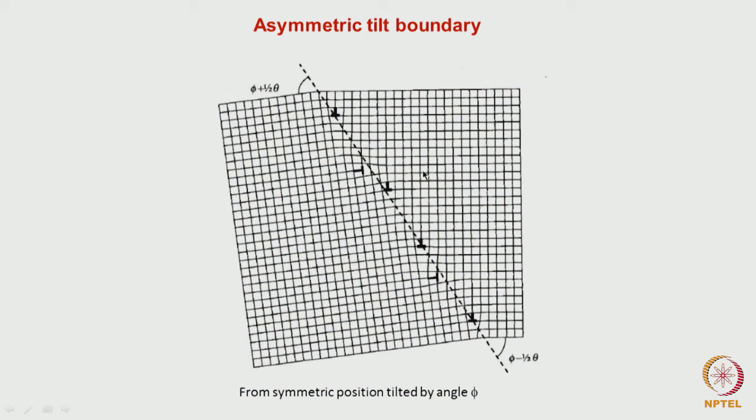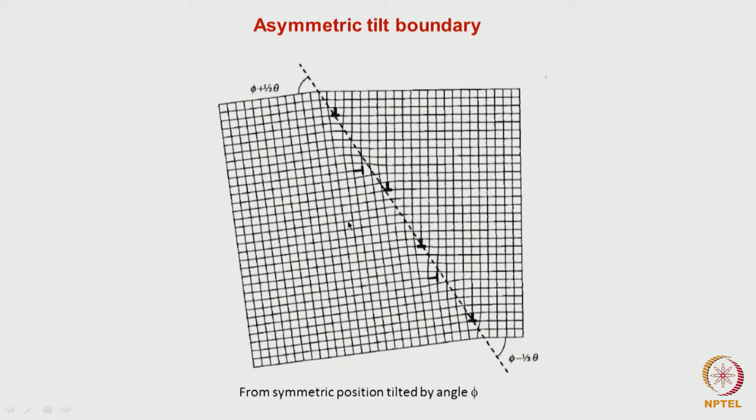because from this region to this region, with respect to this boundary plane, it is not symmetrically tilted. The tilt angle here is phi plus half theta, here it's phi minus half theta. So essentially these are called asymmetric tilt boundaries. I will show you some examples where these types of boundaries have been imaged.